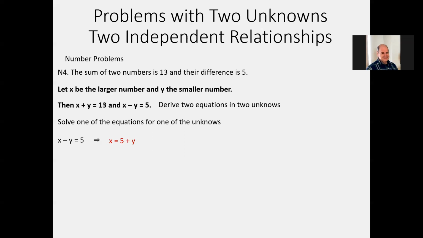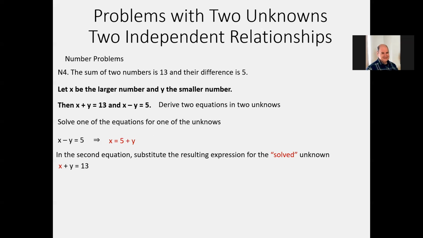And now that I have X in terms of Y, I can take the second equation that I haven't used yet, the sum equation, X plus Y is equal to 13, and use for X what X is equal to from the first equation, 5 plus Y. And I have an equation only in Y, simple to solve.